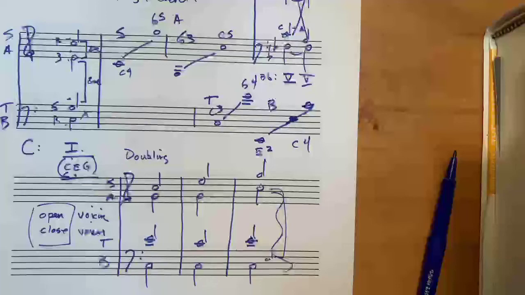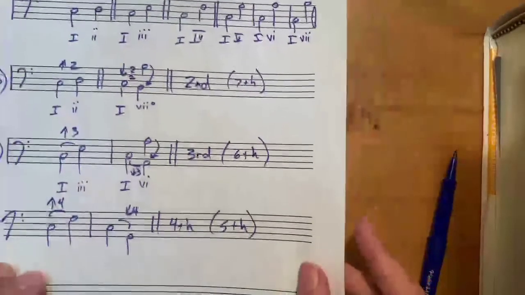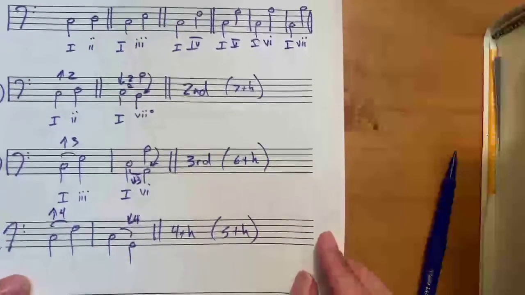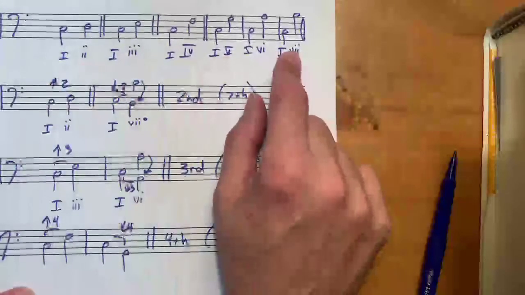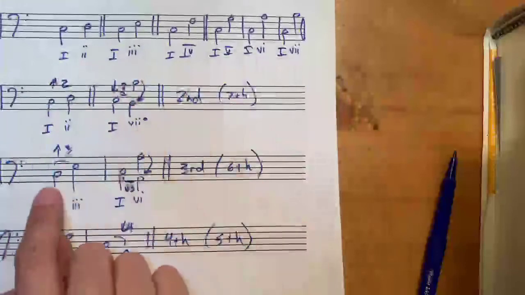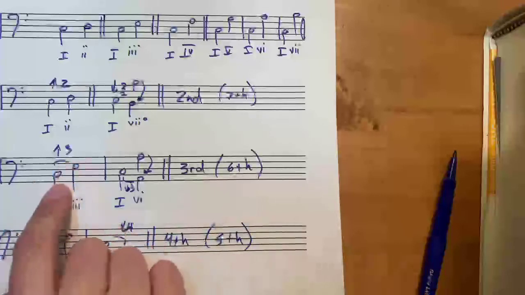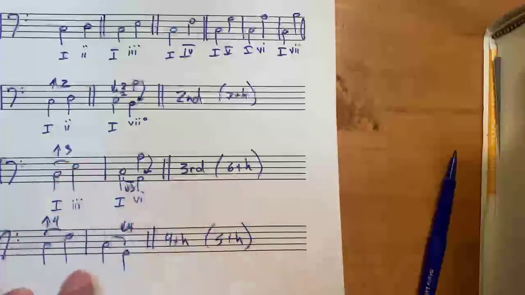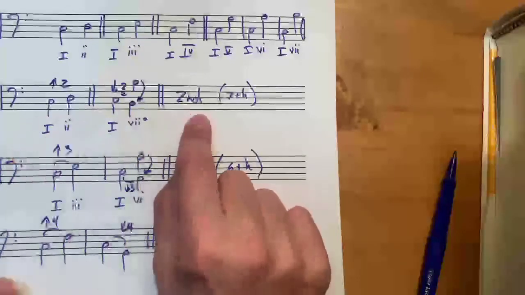Video number 5. I just wanted to recap. Remember how I said within the major scale, you either have bass movement by second, which is the same as seventh, third, which is the same as sixth, and fourth, which is the same as fifth. Two videos ago, I talked about movement by third. Last video, I did fourth and fifth. This leaves us with movement by second.